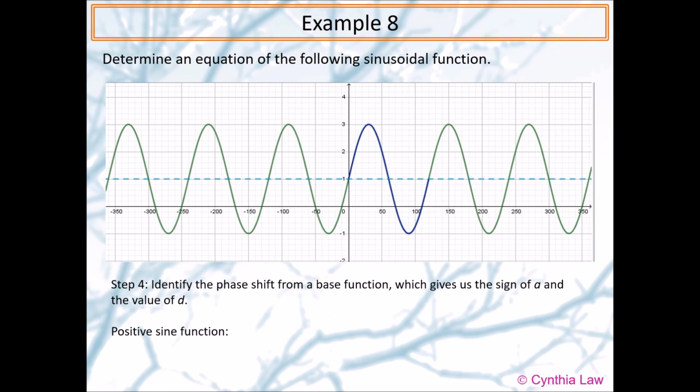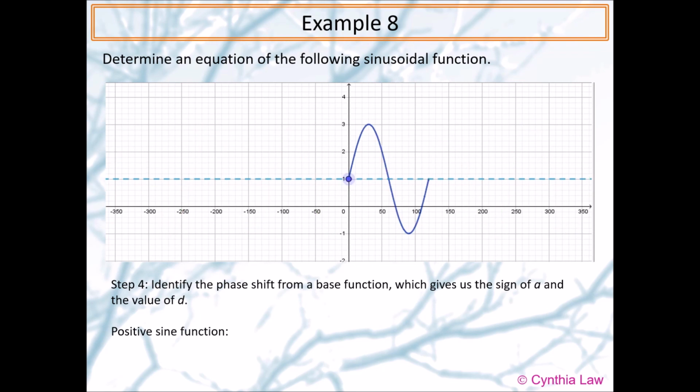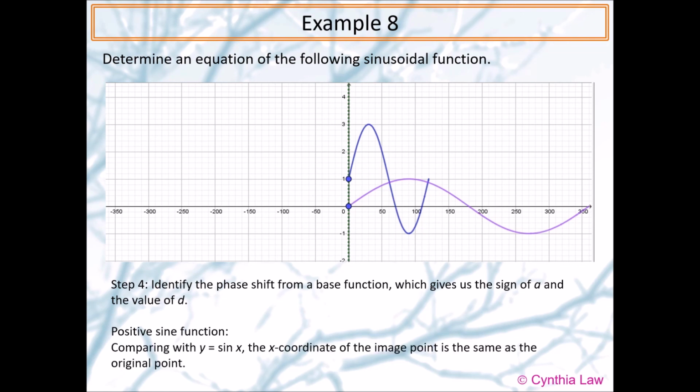Step 4. Identify the phase shift. Let's look at a positive sine function. Let's focus on one cycle and the starting point of that cycle. Compare this positive sine function with the base function y equals sine of x. Both of them start from the y-axis. So that means there is no phase shift, and therefore d has a value of 0.